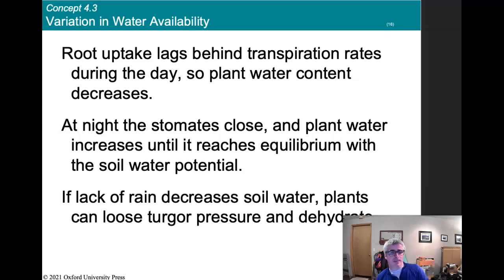Root uptake lags behind transpiration rates during the day, so the plant water content decreases. You can see this sometimes in, for example, tomato plants, where they can wilt a bit during the day if there's not enough water. At night, the stomates close and the plant water increases until it reaches equilibrium with the soil water potential. The lack of rain decreases soil water. Plants can lose turgor pressure and dehydrate.